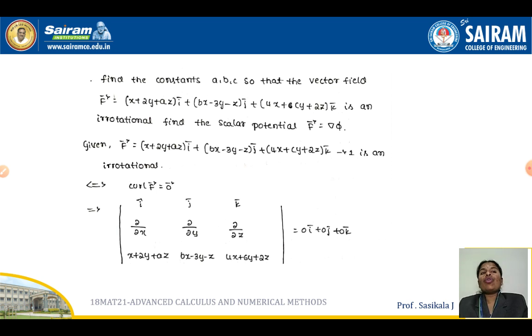Okay, so we'll go with one more example where you are able to find the constants a, b, c when the function is irrotational, and also you are finding a scalar potential. Similar to the previous one, here it is added for three unknowns. So what is the first step? Go with the curl of the f vector, which should be equal to 0. So you make the determinant equal to 0.